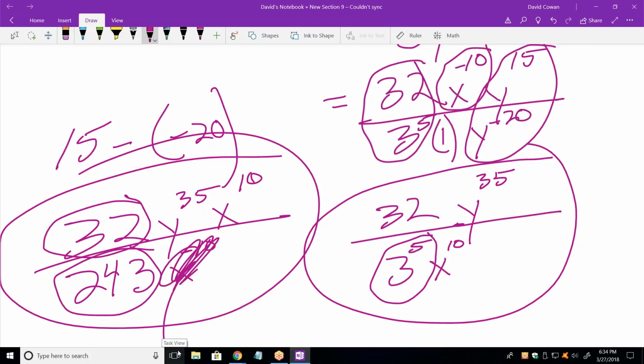That's all you do with negative exponents, is move it to the other side of the fraction bar.